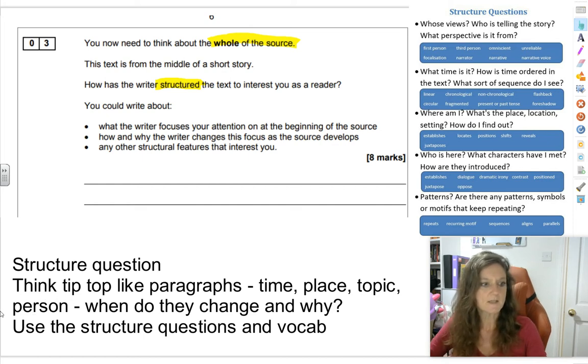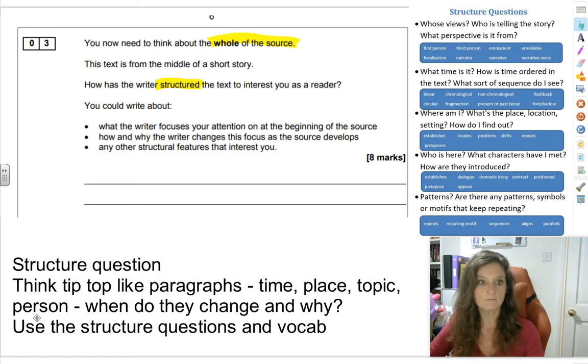And then person. So the person could be who's speaking, like who's telling the story, or the person could be what people are there. Person could also make you think about dialogue, when people are speaking. So, tip-top paragraphs: time, place, topic, person. That can really, really help you when you're thinking about what they focus your attention on at the beginning.